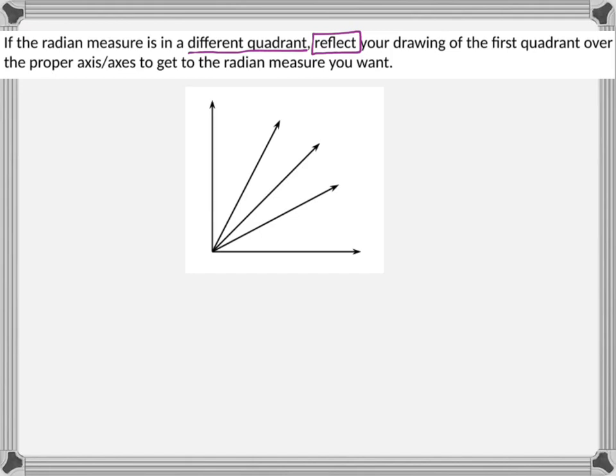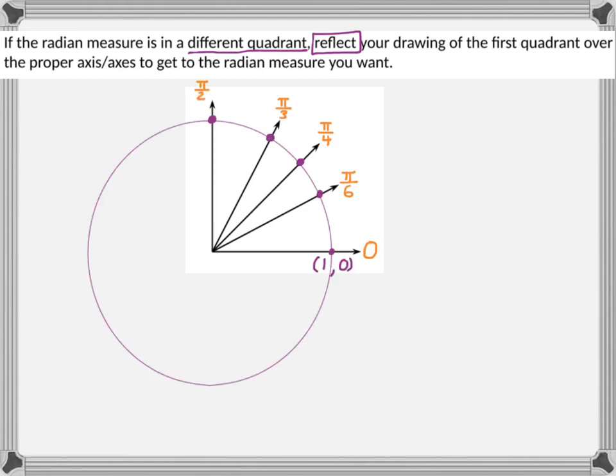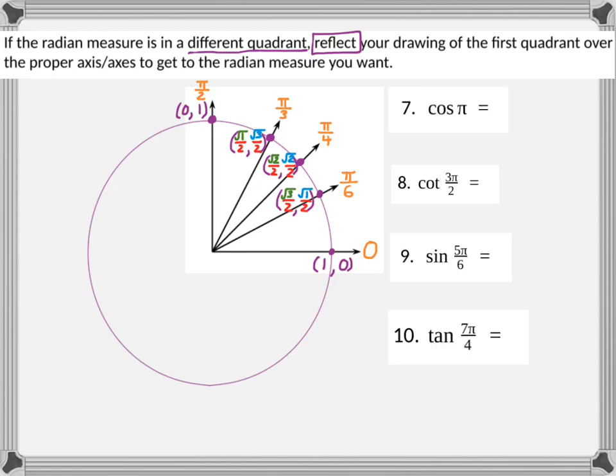If the radian measure that you're interested in is in a different quadrant other than the first quadrant, you'll have to reflect your drawing of the first quadrant over either the x-axis, y-axis, or both to get the radian measure that you want. Okay, so again, hopefully you are getting better at drawing this kind of diagram on the fly the more you do it. Okay, and now we're looking at the entire unit circle, not just the first quadrant.